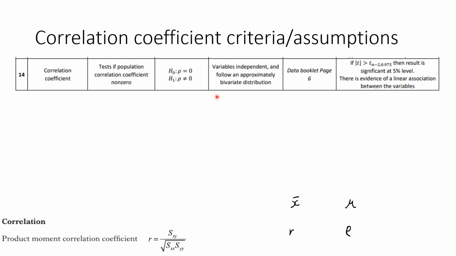Some assumptions for this test are that the variables are independent and they follow an approximately bivariate normal distribution. And if your test statistic is greater than the critical test statistic, then you would write there's evidence of a linear association between the variables. If not, then you would say there isn't enough evidence, whilst also mentioning the significance level and everything like that.